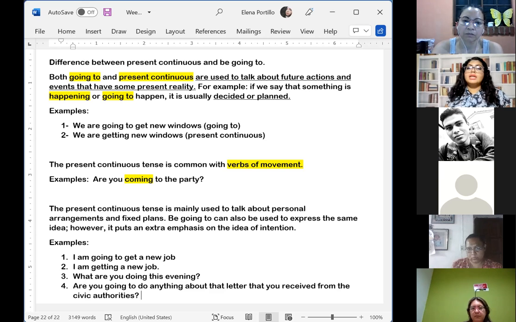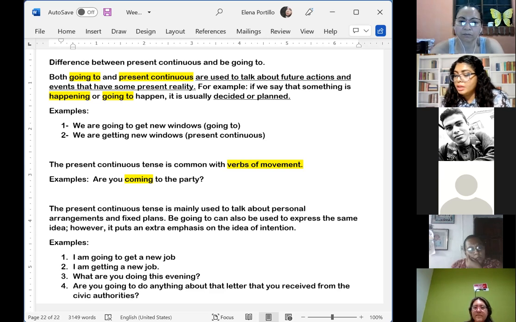So we have in example number four, are you going to do anything about that letter that you received from the civic authorities? In this case, it is a question about the intention of the listener. So in the first one, number three, it is talking about something that is not certain. But in number four, it is something that you already have because you have a letter. And it's asking for the things that you are going to do with that letter.